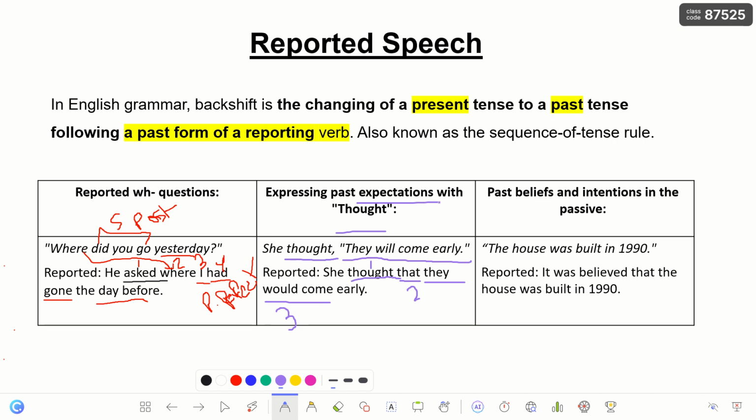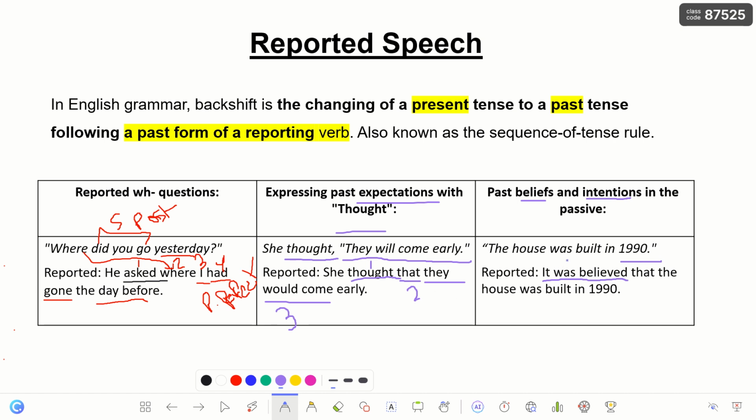The third condition is past beliefs and intentions in the passive. So the house was built in 1990. Reported, I'm talking now about beliefs. It was believed by people that the house was built. I just added what here. We can also use here that the house... no, just keep it the same. What we just add is it was believed, to talk about beliefs and intentions in the passive.